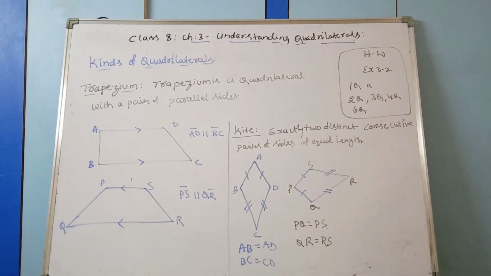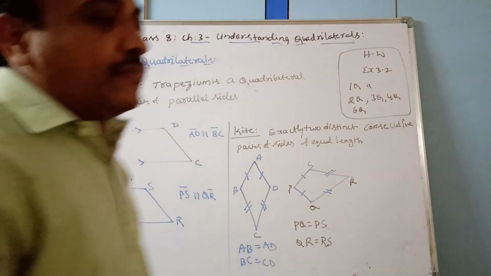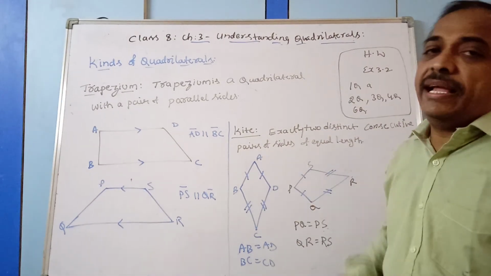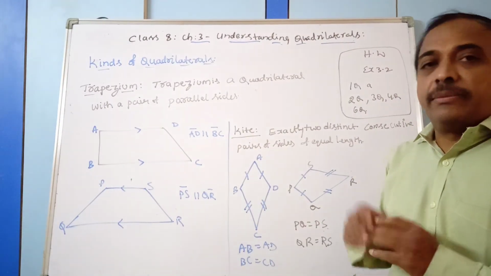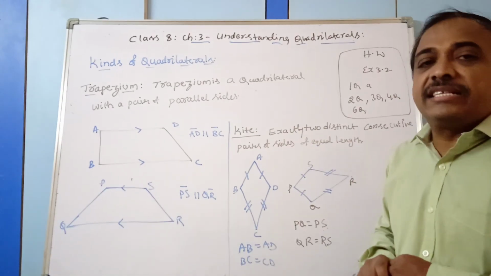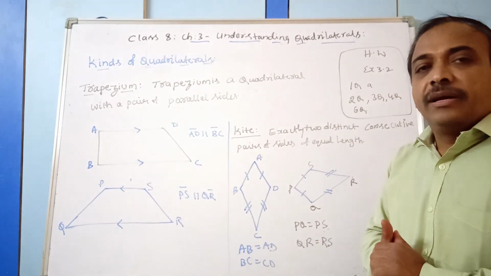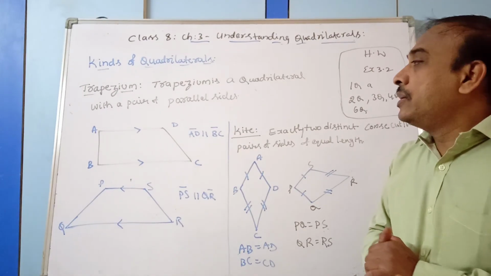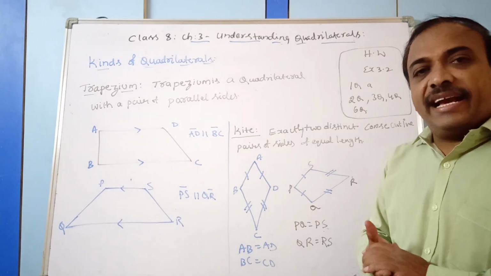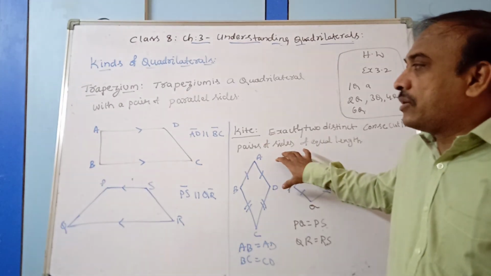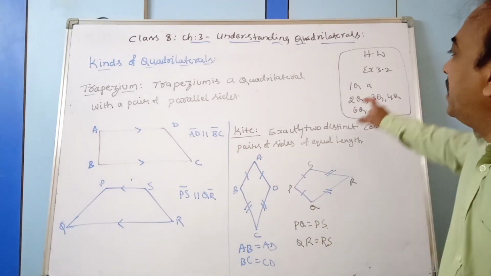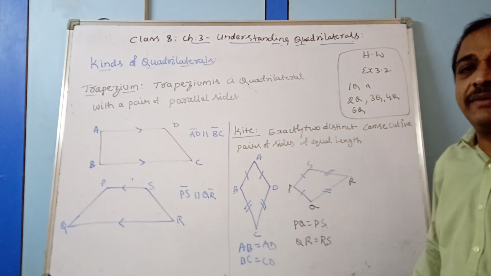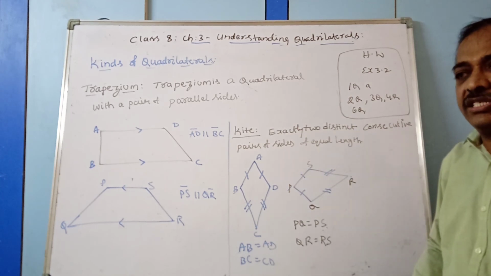So what have we discussed? We discussed the types of quadrilateral, trapezium and kite. You have to note this down in the notebook. We still have some other quadrilaterals: parallelogram, rhombus, square and rectangle. We will discuss those in the next session. Here is your homework: finish it, then copy these kinds of quadrilaterals. I hope today's session is clear. Thank you.